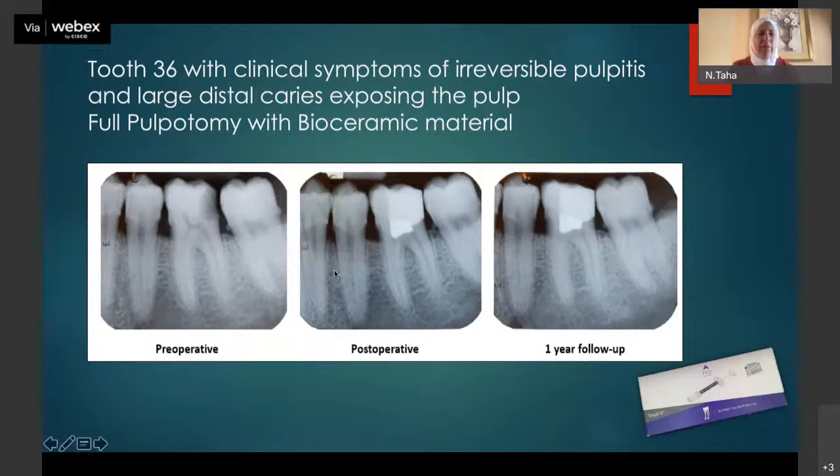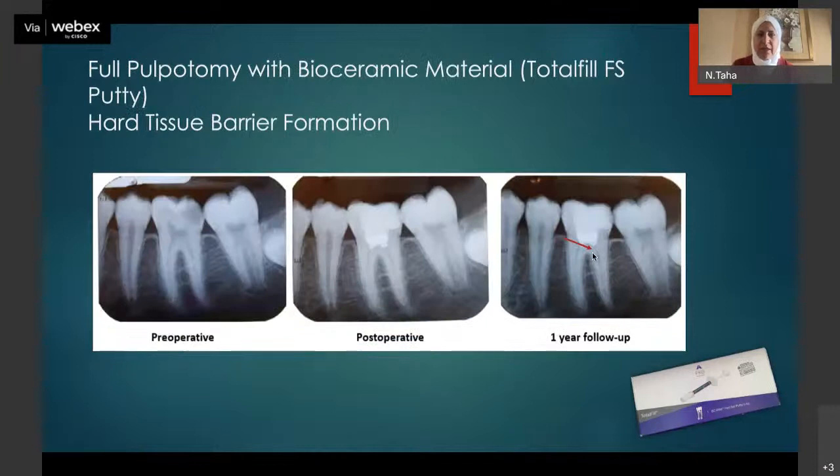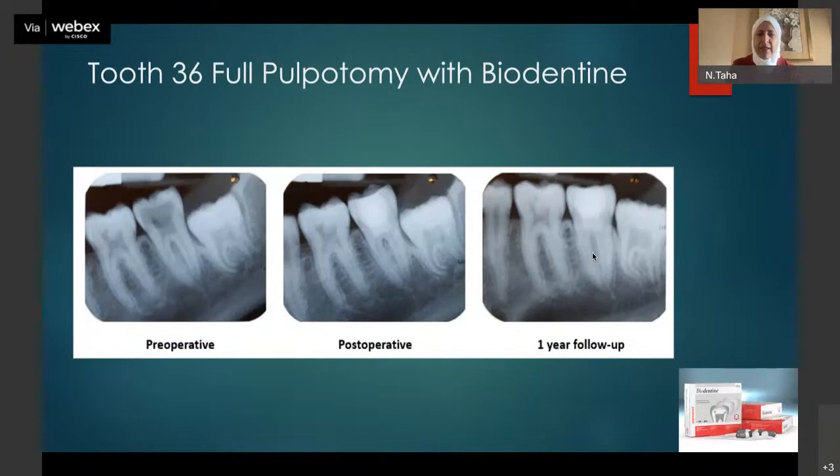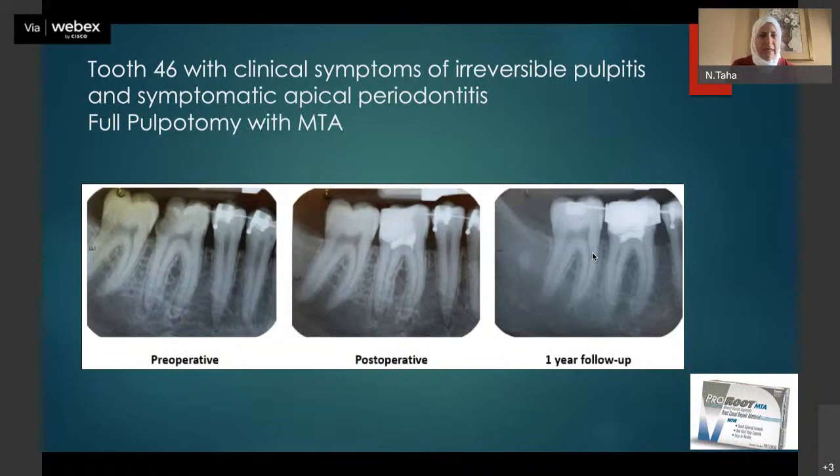This is an example of a pulpotomy performed in an adult patient, and we used the FKG bioceramic putty. One of its advantages is the increased radiodensity, so you can recognize the material. One point I like to remind you: if you attempt vital pulp therapy, you should explain to your patients what you are doing. These are other examples. You can see hard tissue barrier formation. This is an example of Biodentine, with a similar success rate. This is ProRoot MTA. Again, radiodensity is perfect.